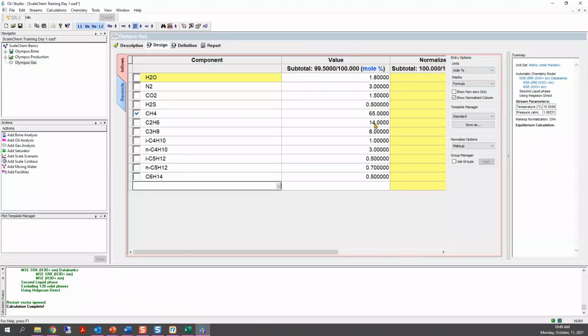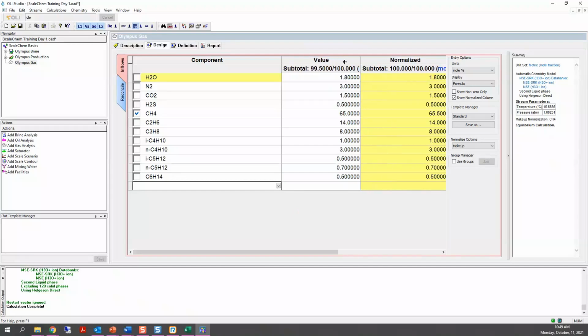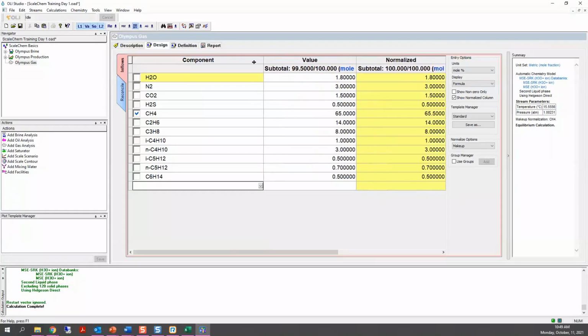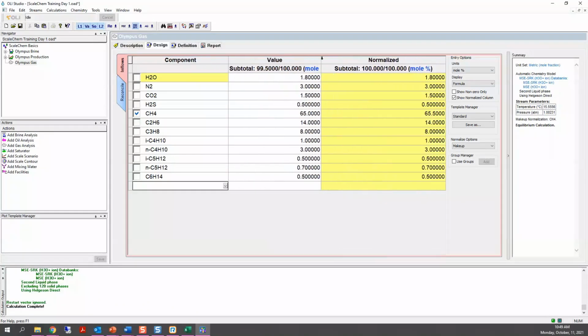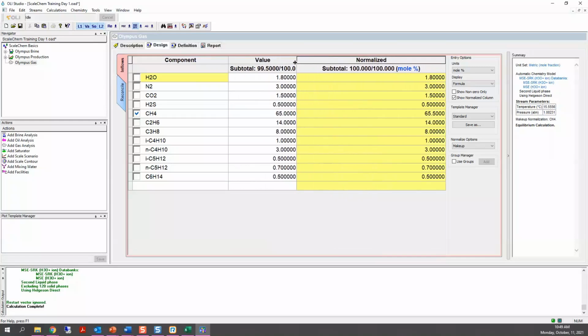Perfect. Now I want you to notice something. I was saying that methane was being the gas used to normalize this gas. And sure enough, we needed 0.5 mole percent to complete the 100% here. So we weren't given exactly 100%, it was 99.5, and the software added methane to complete that 100%.